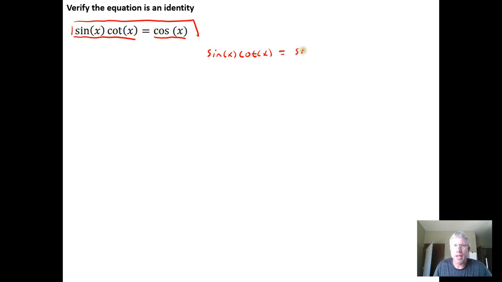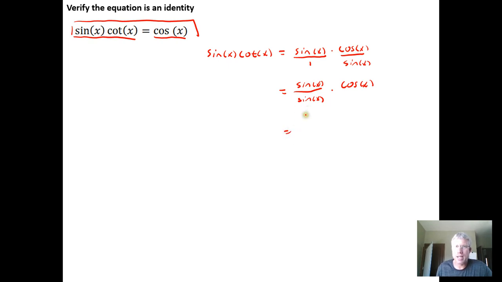So I'm going to rewrite the cotangent function using the reciprocal identity that the cotangent of x is equal to the cosine of x over the sine of x. So that's using a reciprocal identity. And then what we want to recognize is that this can be rewritten as sine x over sine x times the cosine of x. Using the commutative property of multiplication, we can separate them differently than how they're initially separated.